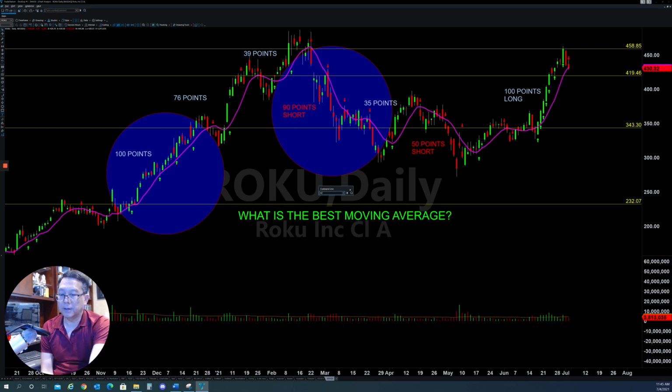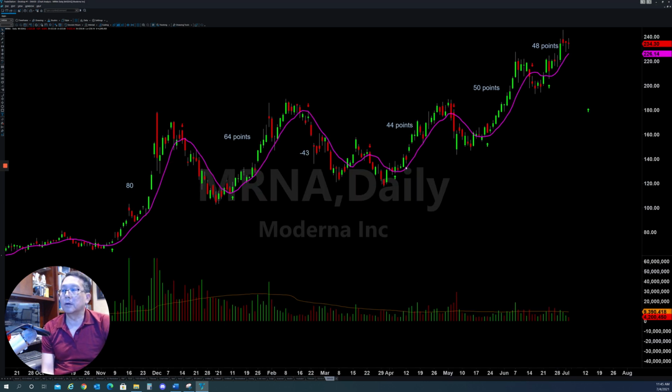Let's say MRNA, Moderna, the vaccine stock. When it dropped below here and then moved back up last November, and continued to go up from here, you enter here, you get out here, that's 80 points. You enter here, you get out here at 64 points. If you short here, from here down to here, you get out here with 43 points. And if you go long here, from here up to here, you get out here at 44 points. Over here, recently in May, you get in here and you get out here at 50 points. You get in here now at 48 points.